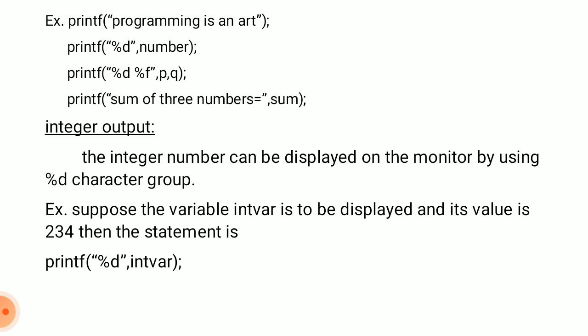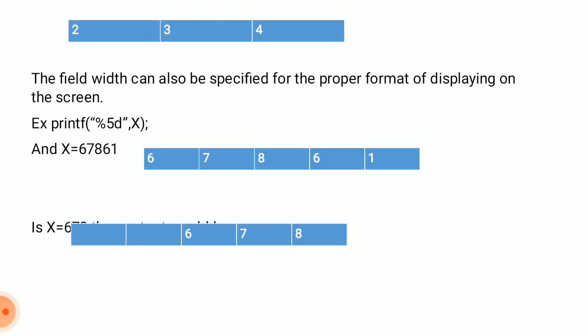Whatever the variable you have declared or used in the scanf, the same thing you have to take in printf and in other places also. Suppose the variable value is 234, then it will print like this. As I told, all the digits are right justified, meaning from the rightmost corner the digits will be printed, that is 4, 3 and 2.